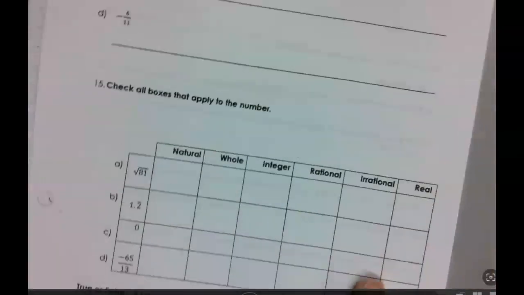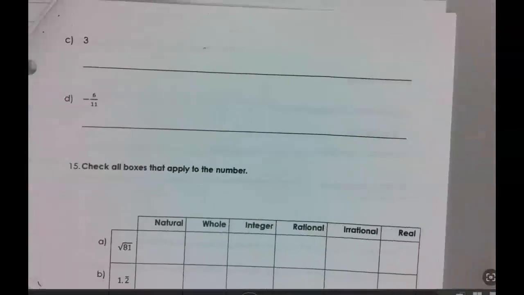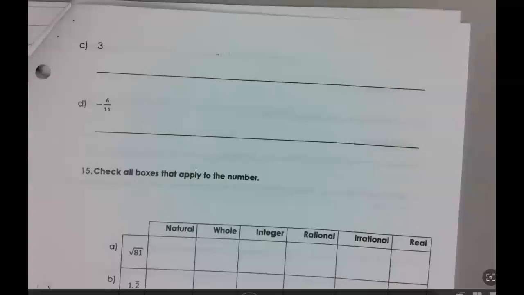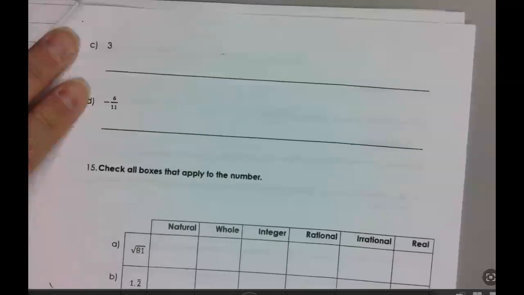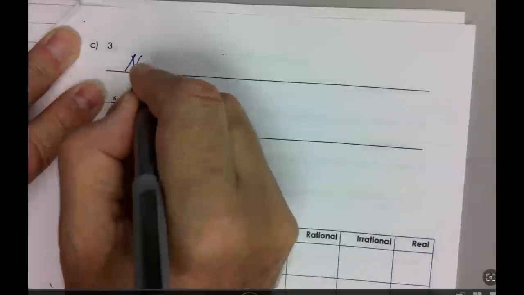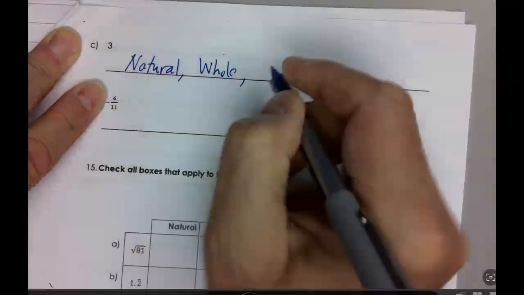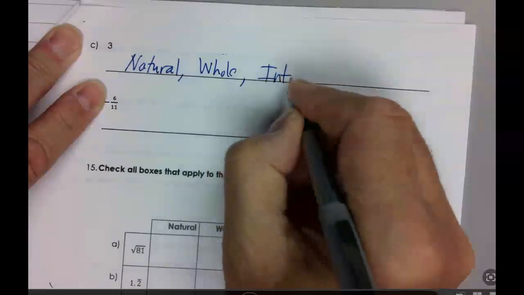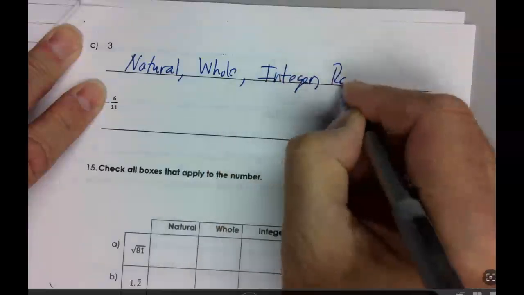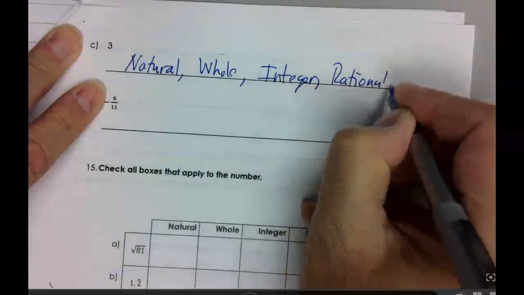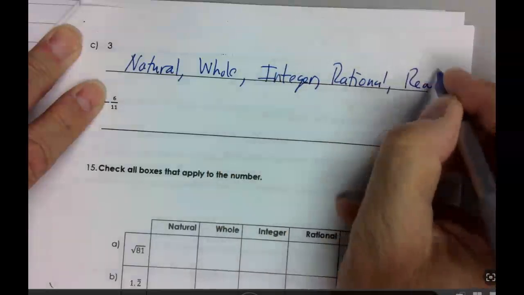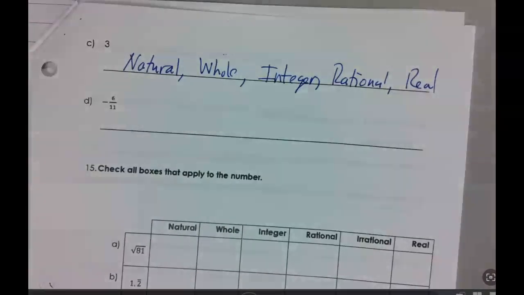Okay. Number 3, what's it going to be? What's the smallest number it can be? Natural, isn't it? It's going to be natural. It's going to be whole. It's going to be an integer. It's going to be rational. And it's going to be real, isn't it? Correct? Every one of those.